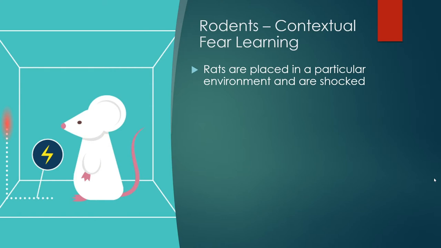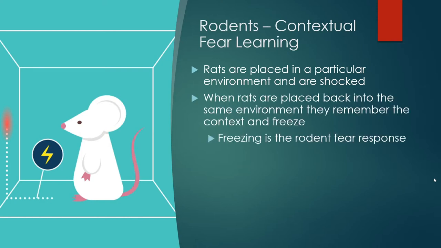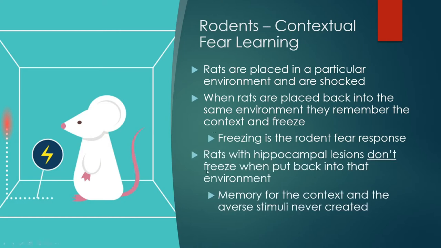So they also do some studies where they put a rat into a specific environment and shock it, and the rat will learn to fear that environment. Rats' fear response is that they freeze whenever something they're afraid of is going to happen. They'll just stop moving. What they found was that if you lesion the hippocampus and put them back into that environment they should be afraid of, these rats with the hippocampal lesion don't show any fear response. They don't show any freeze response.